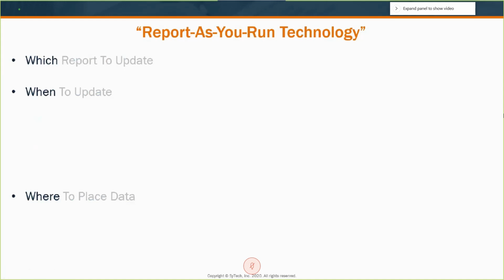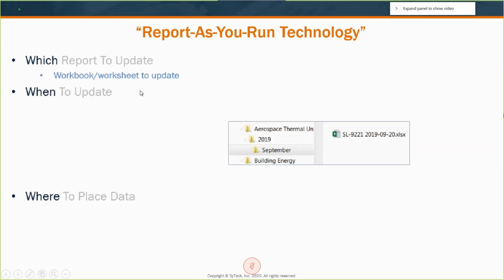So how are we doing all this? Well, we have this technology called Report as You Run. And you have to answer 3 questions. Which report do I want to update? So you've told XLReporter, create this report every month, and you've told it the name of the report, and now it knows what report to update.